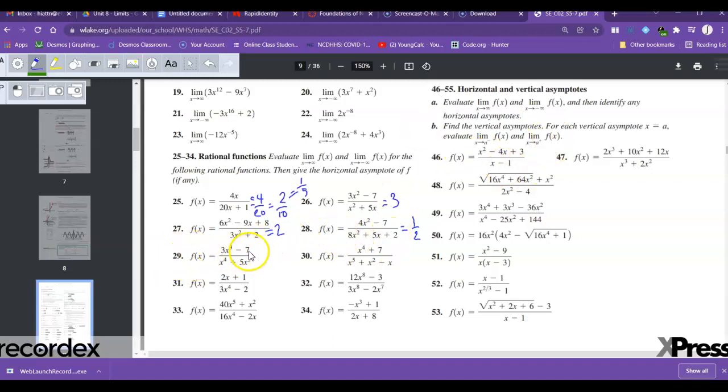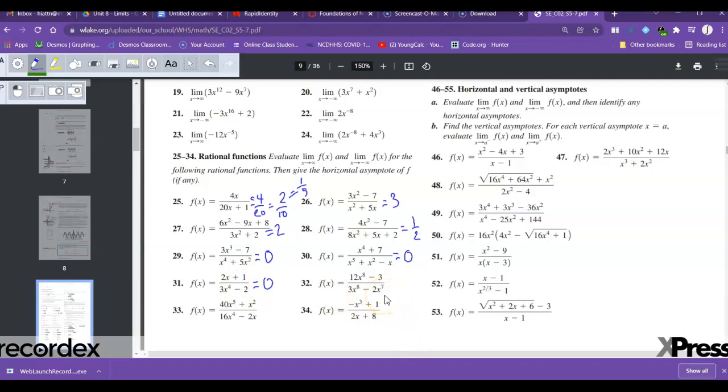For 29, you can see the highest exponent in the top is x to the 3rd. In the bottom, it's x to the 4th. So my exponents on the bottom are bigger here. So this is Bobo, bigger on bottom, 0. So I will get 0 for number 29. For number 30, again, I got x to the 4th on top, x to the 5th on bottom. So this one's bigger on bottom, so I would get 0 for that one also. For 31, only an x on top, I've got x to the 4th on bottom, so I will get another 0 for that one.